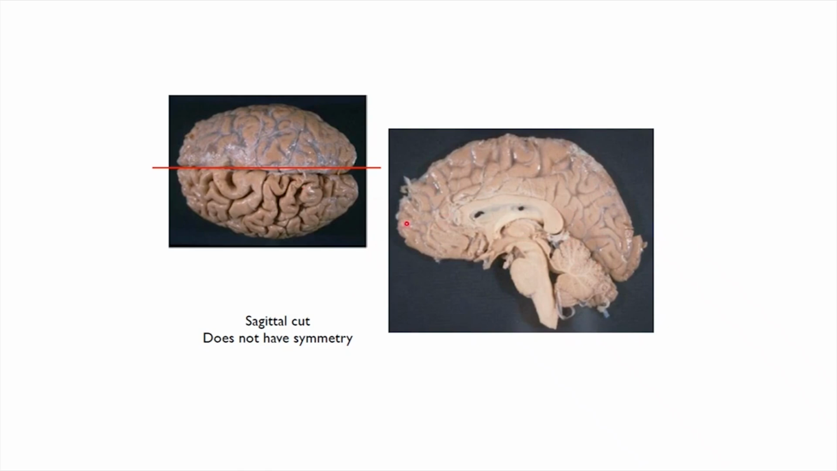So this is the front part of the brain, this is the back side of the brain, the posterior side. You can see the cerebellum here. And because we are now looking at the top and bottom, the dorsal and ventral axis, and the anterior posterior axis, we do not see symmetry in this image. So while the coronal cut and horizontal cut gives you images that have left and right symmetry, the sagittal cut gives you an image that does not have left and right symmetry.